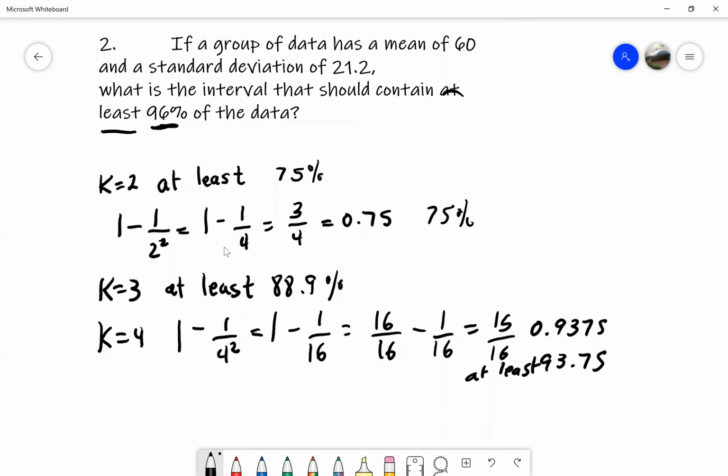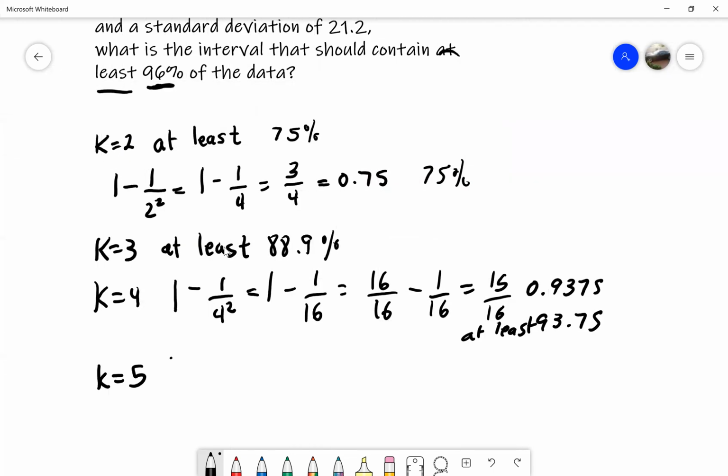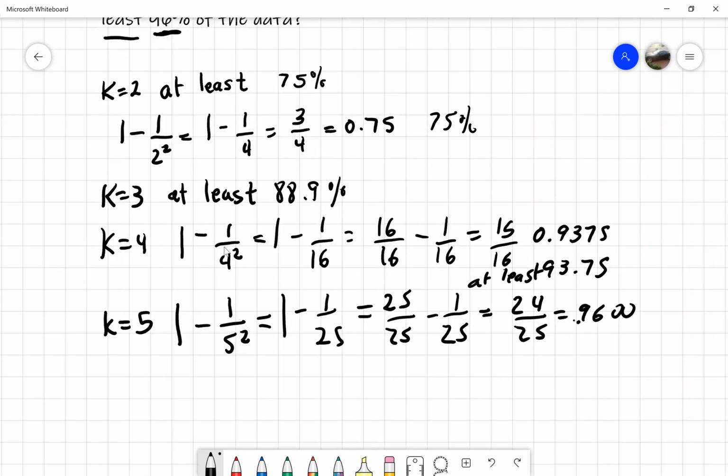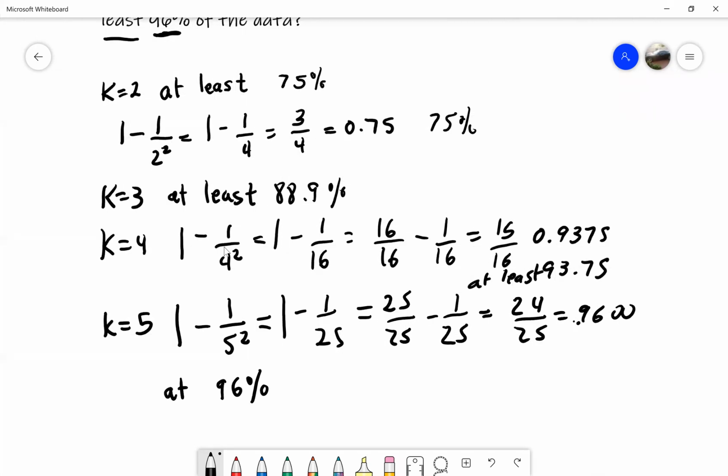No, sir. Let's try k equals 5. 1 minus 1 over 5 squared. That's 1 minus 1 over 25, which is 25 over 25 minus 1 over 25. That equals 24 over 25. 24 divided by 25 is 0.9600, so this is 96%. So at least 96%. When did that happen? At k equals 5. Yes.